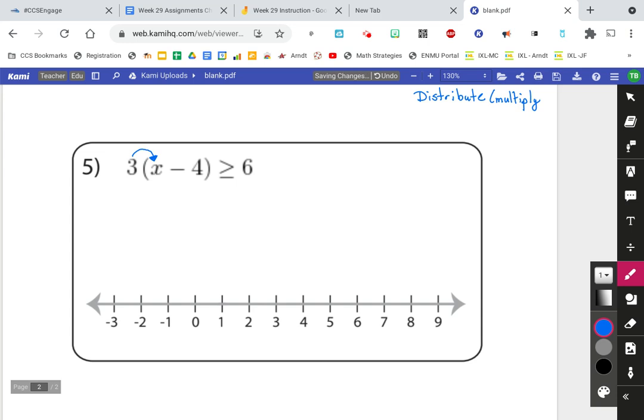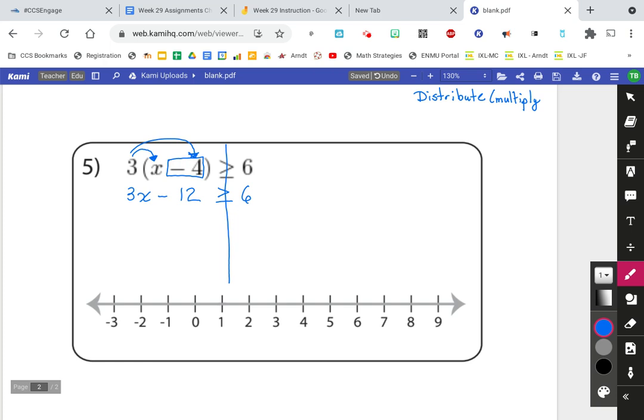So 3 times x is 3x. We also need to give out this 3 to the negative 4. Make sure you understand that that is a negative 4. Positive 3 times a negative 4 is a negative 12. And then bring down your greater than or equal to symbol and 6. Okay, so our new inequality is 3x minus 12 is greater than or equal to 6.